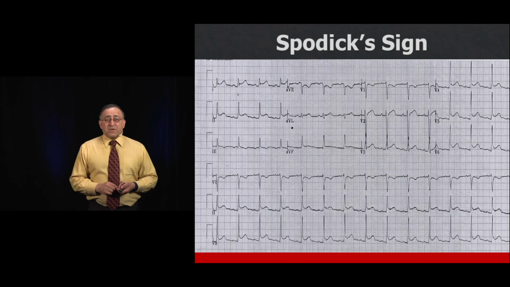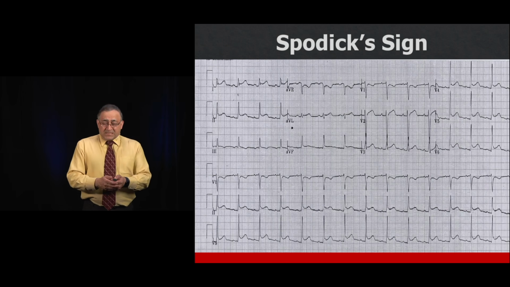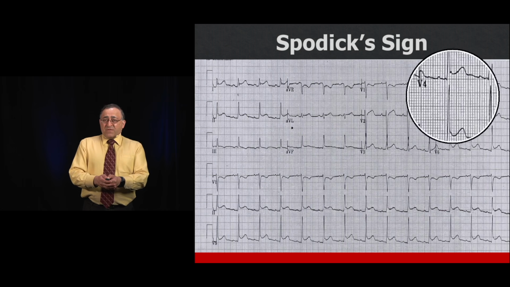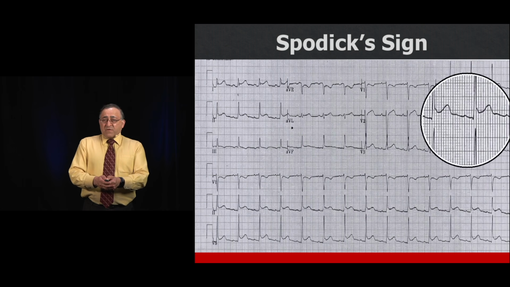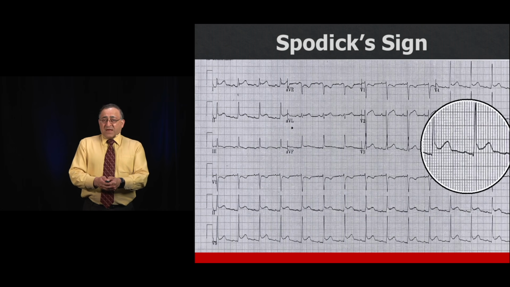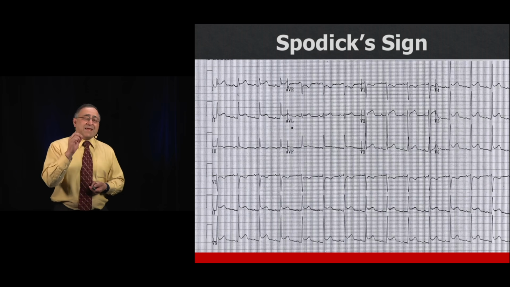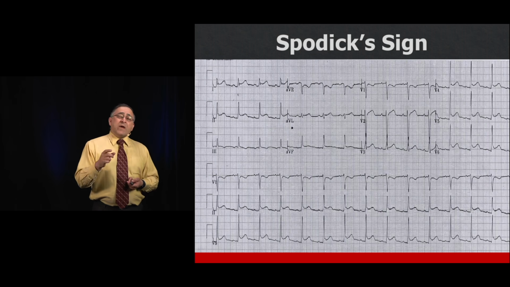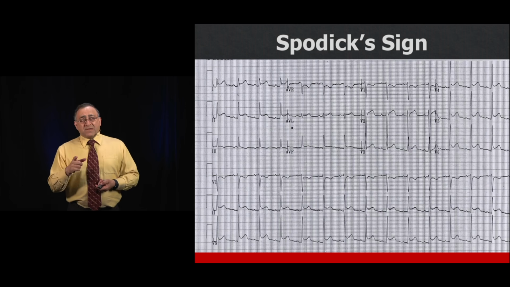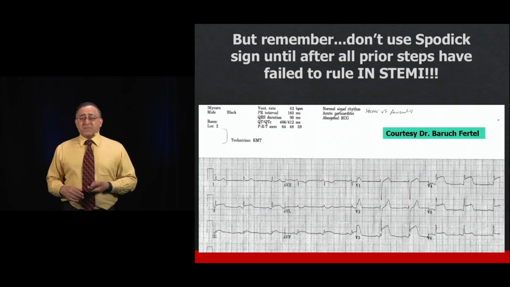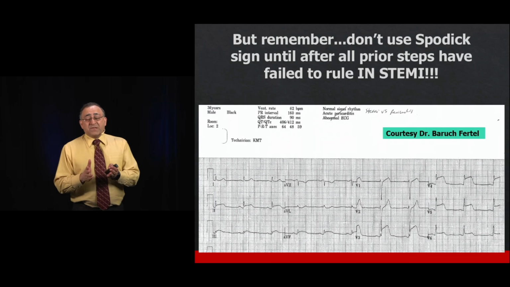All right, there's another nice example of the TP downsloping. Take a look out here. V4, V5, V6. You've got nice downsloping of the TP segment, and that's suggesting pericarditis. But again, I can't emphasize this enough. You've got to wait and not look for a Spodick sign until after you've gone through all of the other steps first. And this is one of the reasons why.